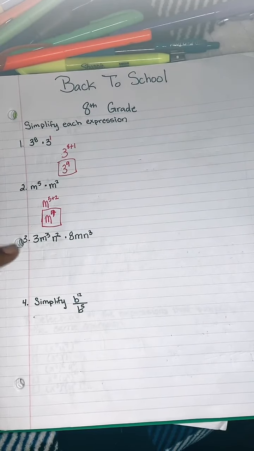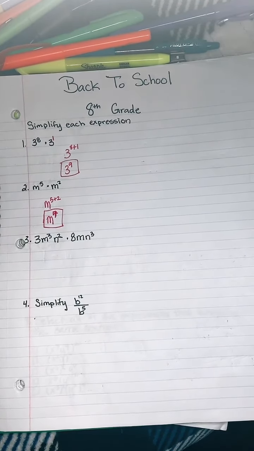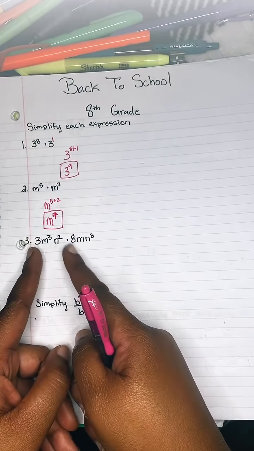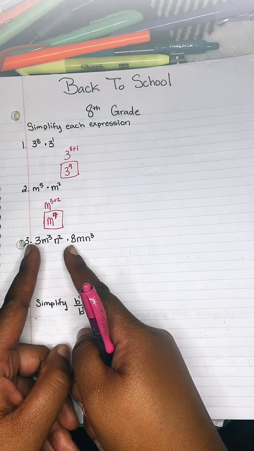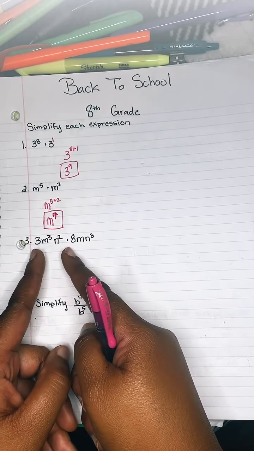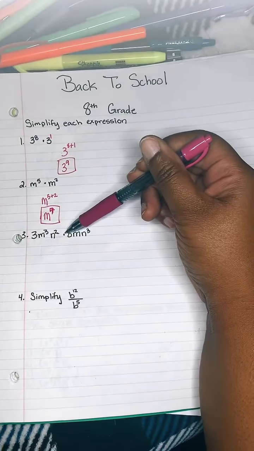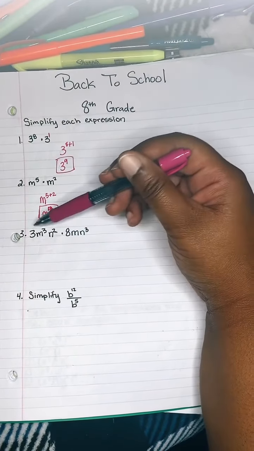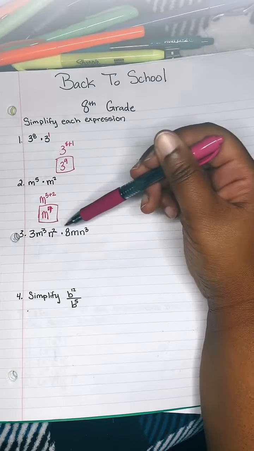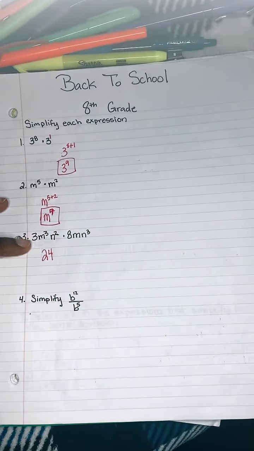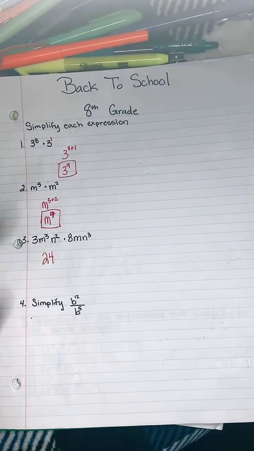Okay, now number 3 is stepping it up a notch, right? It's like going on a different type of level. So how I do this is I break it down each step. I look at what is 3 times 8. Remember, this dot means times. So we cannot add here. We have to multiply. Good. So 3 times 8 is 24.